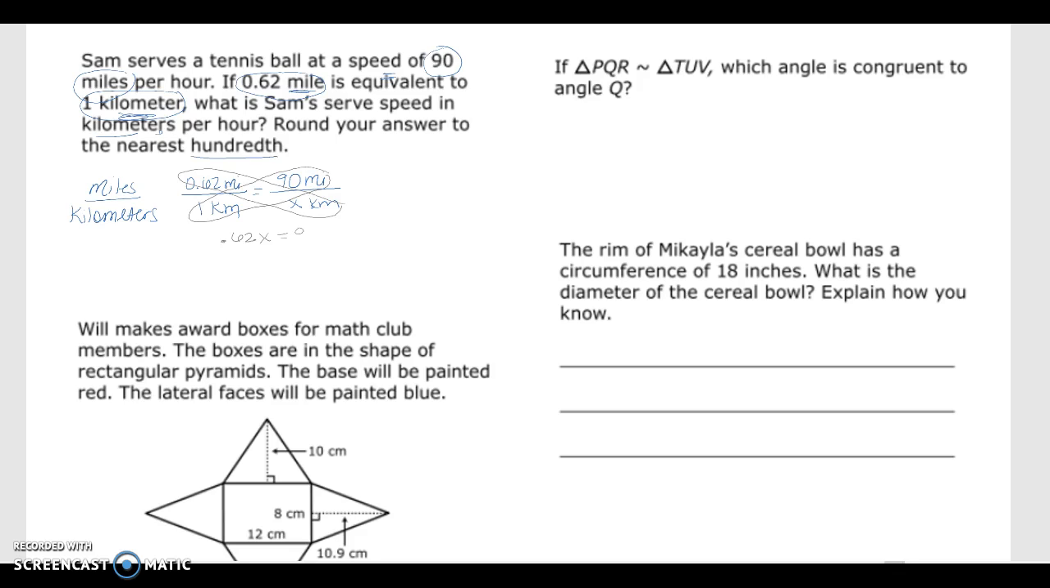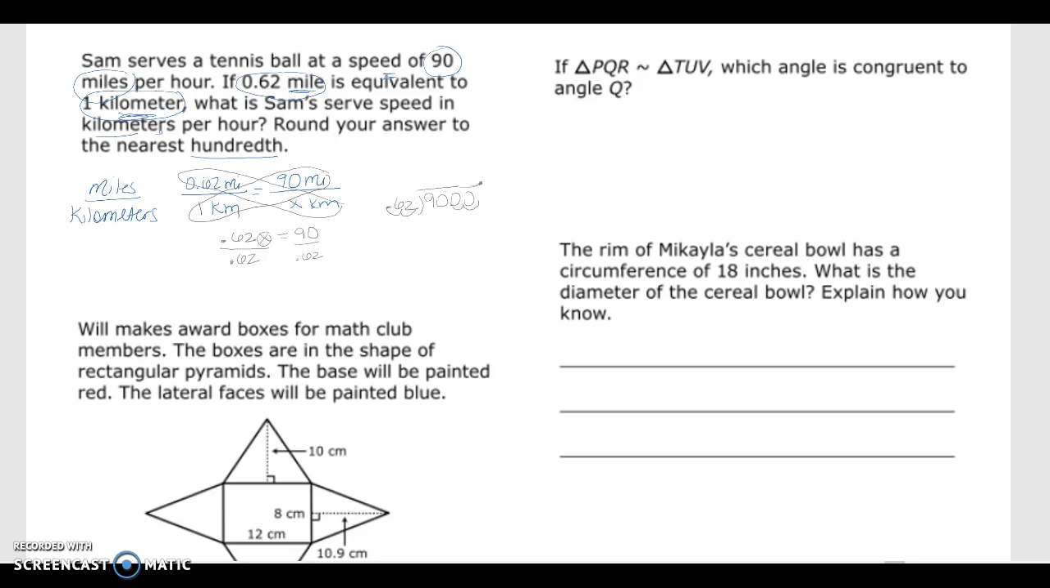So that equals 90. I want to get x by itself. Right now I have 0.62 times x, so I'm going to do the opposite and divide by 0.62. So I'm going to take 90 divided by 0.62. I can't have a decimal on the outside, so I have to move it two places to make it a whole number, fill in zeros, and move it up to the top.